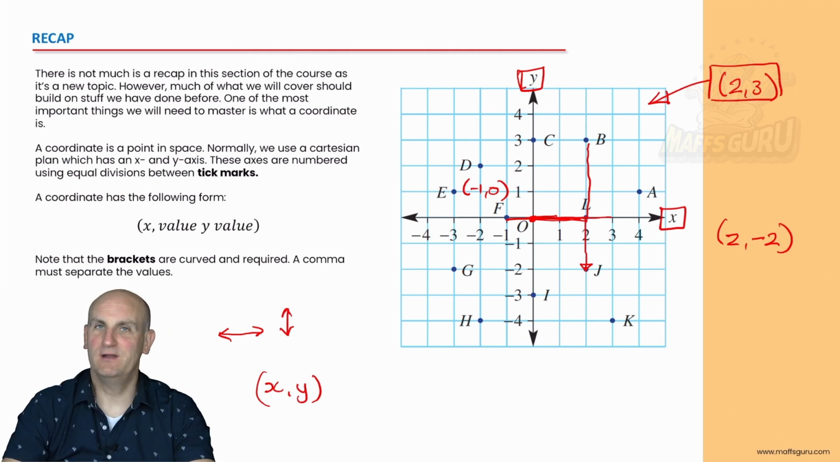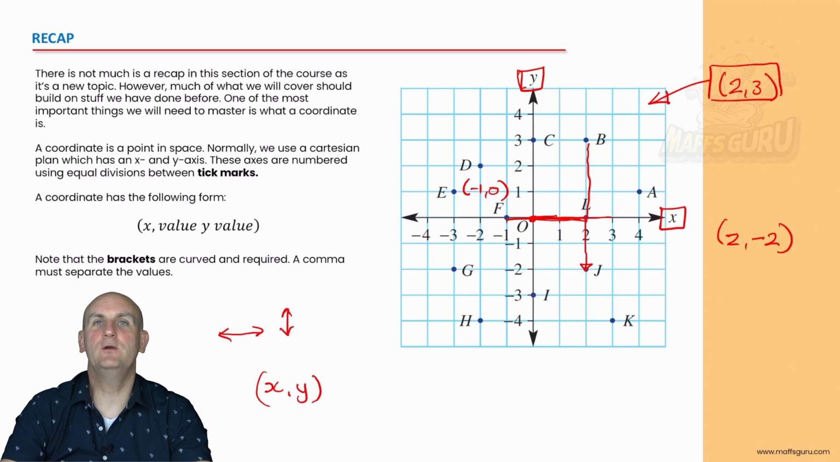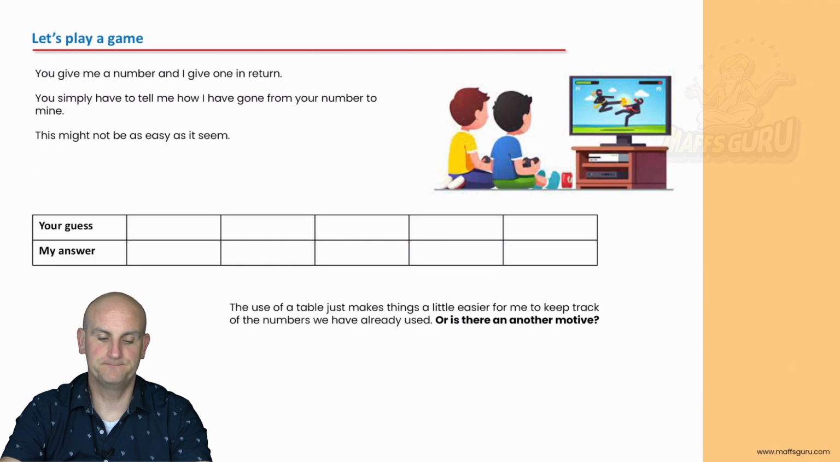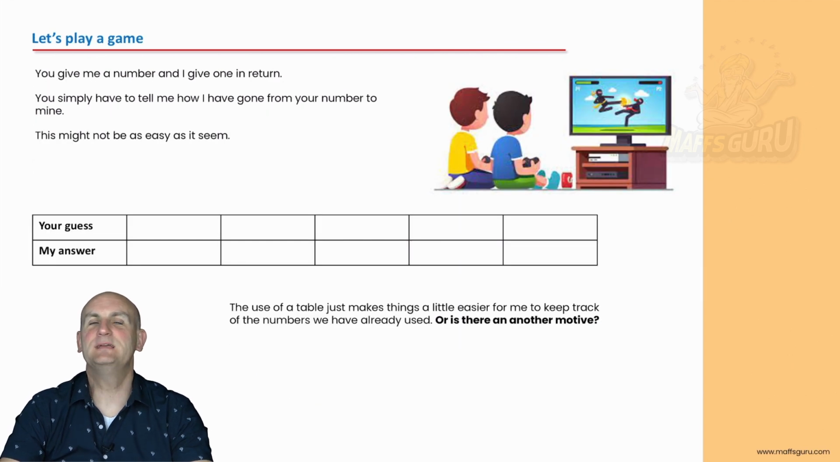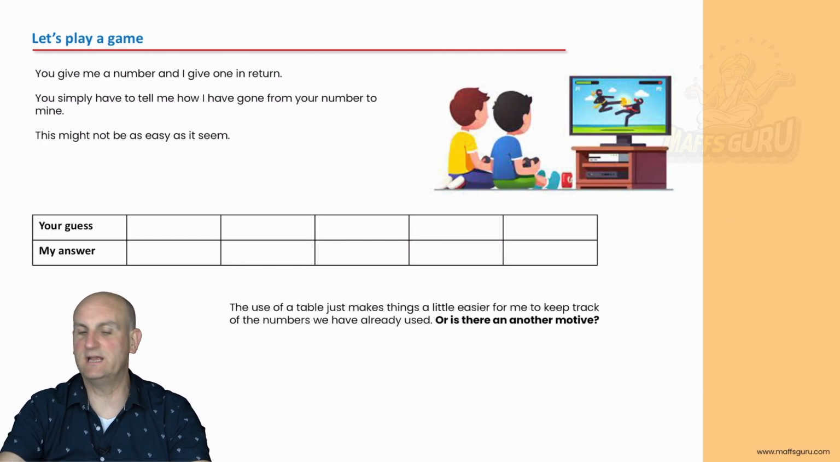Yeah, not that type of relationship, but a relationship between an x value and a y value for things that are on lines. So I'm going to play a game. This is going to be a bit weird because it's not actually going to work. But all right, you give me a number.